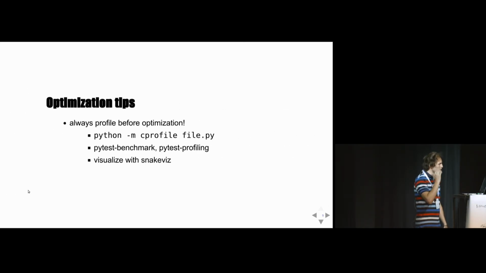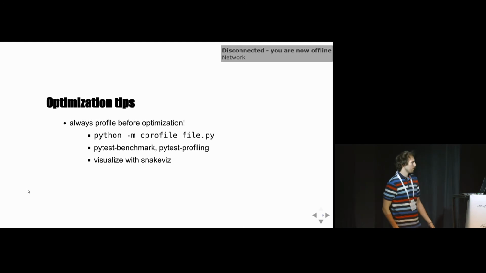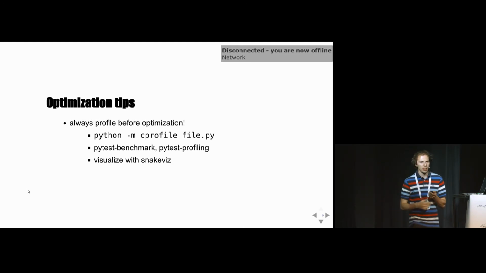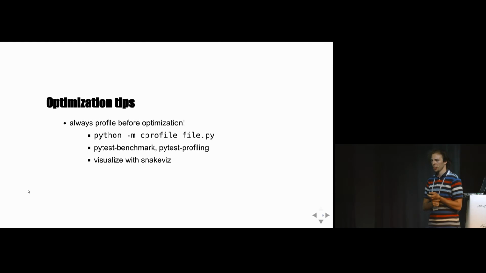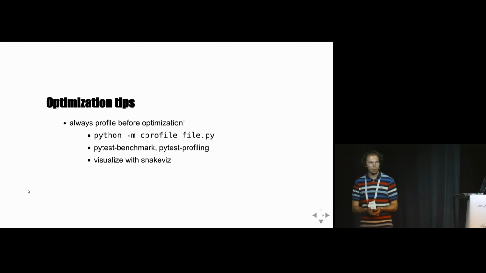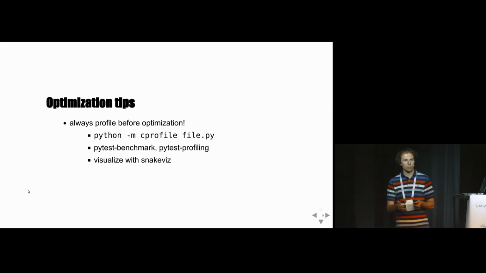So to the optimization tips, they should be pretty obvious if you did some optimization before. The first one is that you should always profile before optimization, because if you have more complicated code, you cannot be sure what's slow in there, and you could optimize something that is actually not the bottleneck of your application. You can use the cProfile tool.